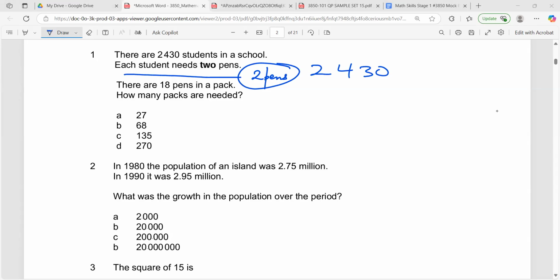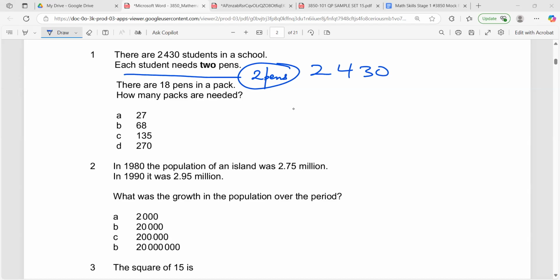All right, Heidi, thanks. I don't know the answer for that one, so we could just work it out. So you said 2 pens, right? They said there are 18 pens in a pack. How many packs are needed? So we need the total number of pens that we're considering.